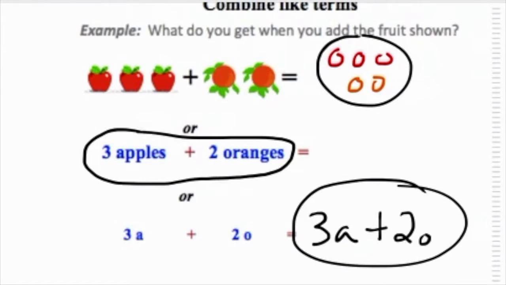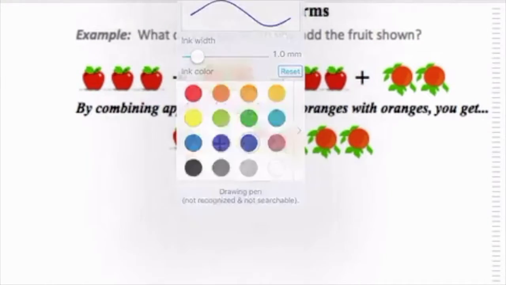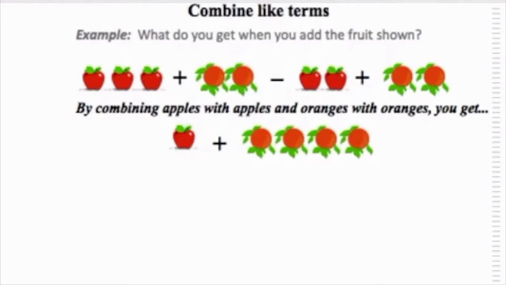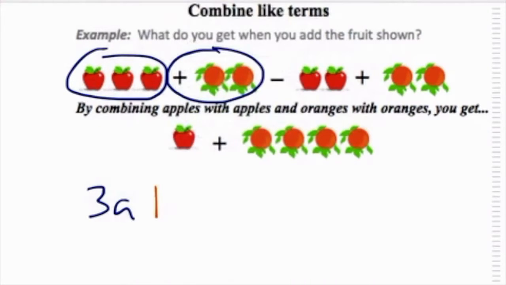This is for at least 7th grade. So here, we're going to transfer these pictures into letters. So once again, that's 3 apples, so 3A plus 2O. This is 2 oranges. Minus 2A plus 2O.